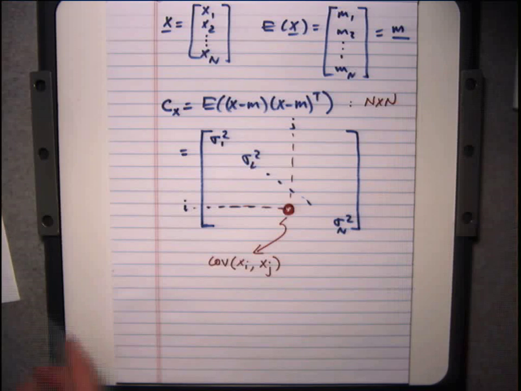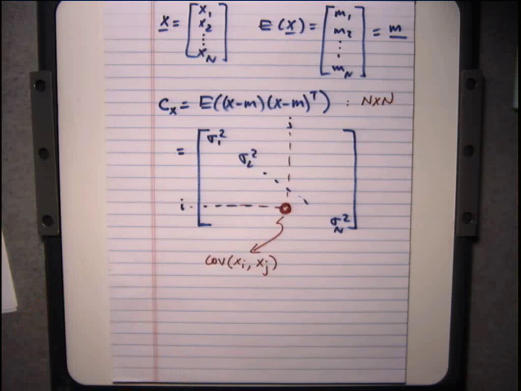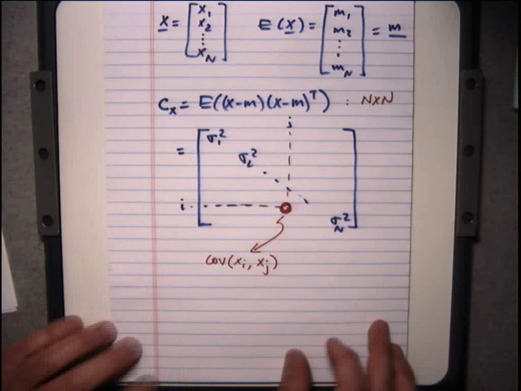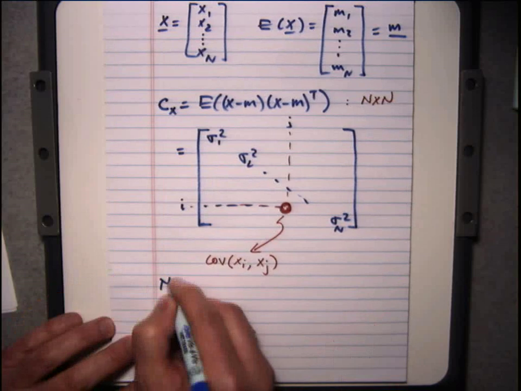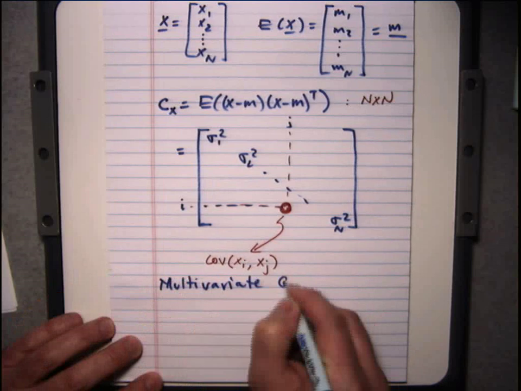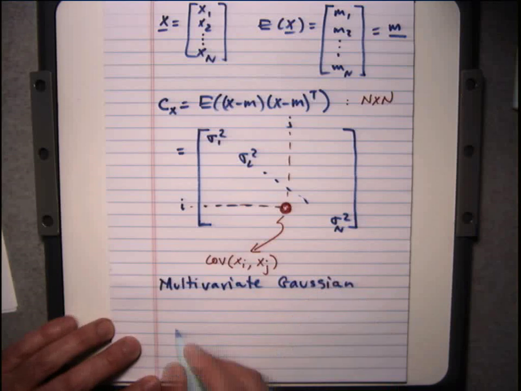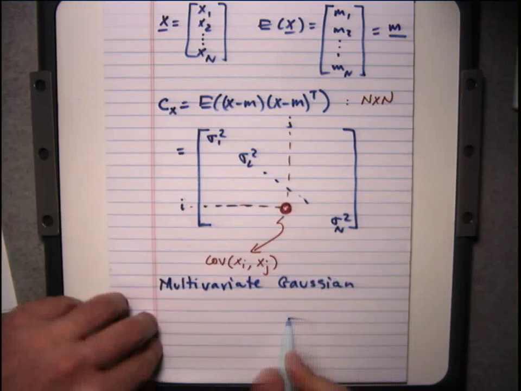Okay, so now with this in hand, let's talk about the Gaussian. As I've indicated already, the multivariate Gaussian is the case where independence and uncorrelatedness are basically one and the same thing. Okay, so now let's look at the multivariate Gaussian. So let me write it on the next page.